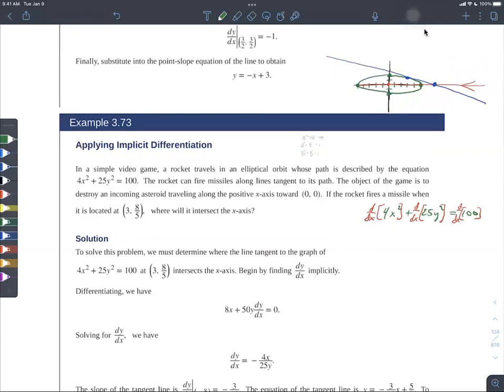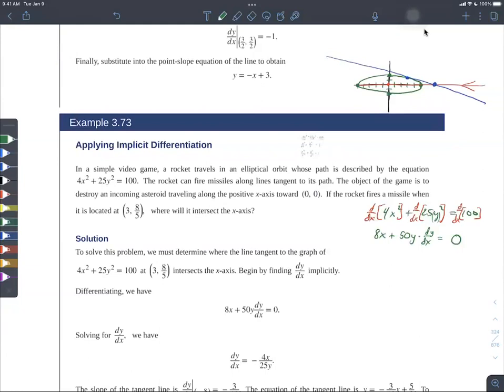The derivative of 4x squared with respect to x, that's just 8x, nice and simple. Now the derivative of 25y squared with respect to x, we're going to take the derivative as usual. The 25, we multiply by the exponent of 2, that's 50y to the first power. Then we have to multiply by the derivative of the inner function here. The inner function is y, the derivative of y with respect to x is dy/dx. And then the derivative of 100 is 0.